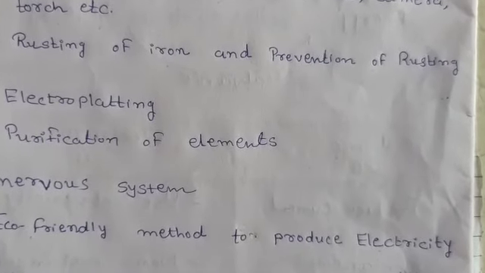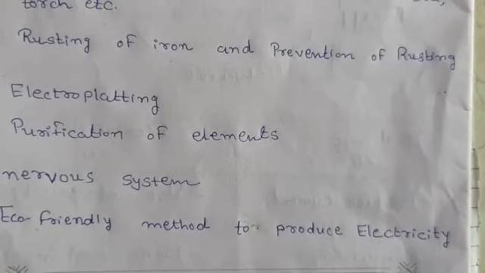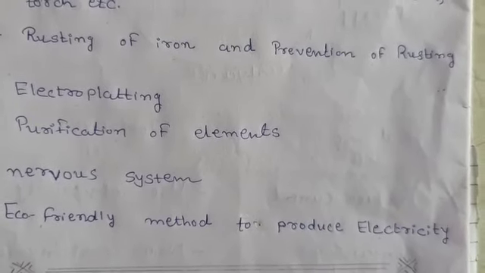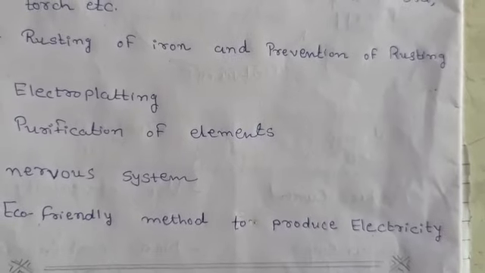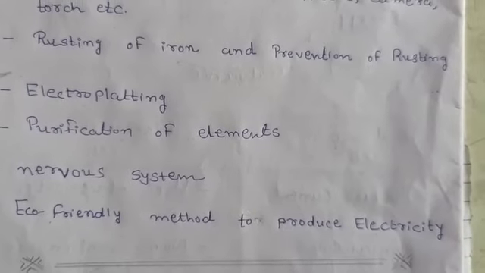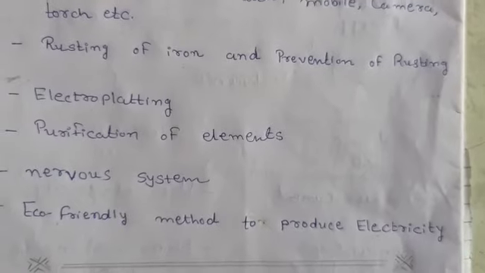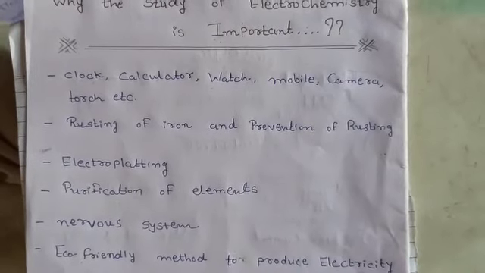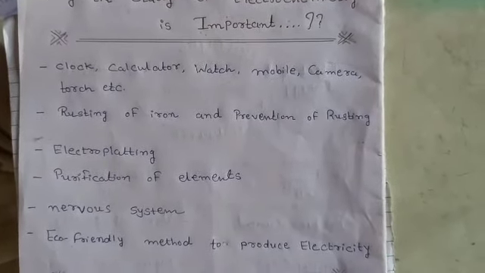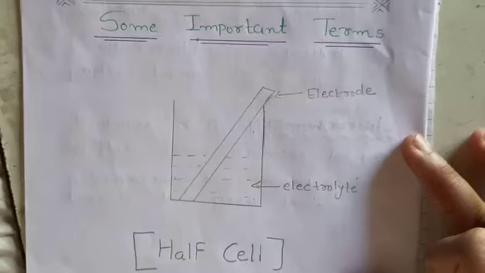And as we earlier discussed, we can produce electricity, right? And the production of electricity by this method is eco-friendly because there is no use of any hazardous reagents, or any byproduct. So it's an eco-friendly method for the production of electricity, right? Hope you understand. If electrochemistry has so many applications, it is necessary to study it, right?